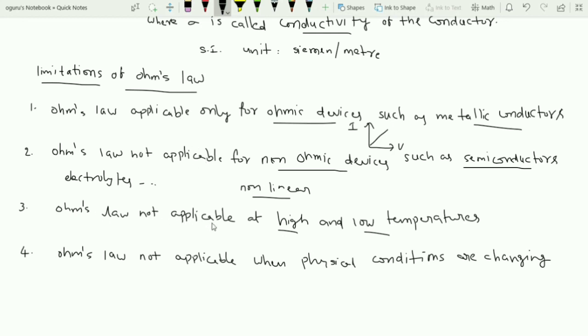Next, Ohm's law is not applicable at high and low temperatures. So the temperature should be constant. At high temperatures and at low temperatures, Ohm's law is not applicable. Next, Ohm's law is not applicable when physical conditions are changing. Ohm's law is applicable only when the physical conditions like pressure are constant. When the physical conditions are changing, Ohm's law is not applicable.